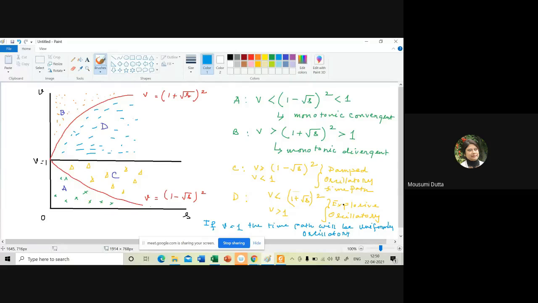On the other hand, in Hicks framework, the stability condition is given by V less than 1. And hence, the high value of the accelerator may destabilize the time path.